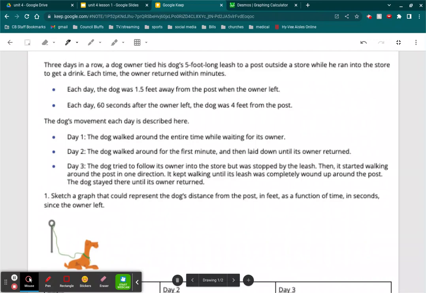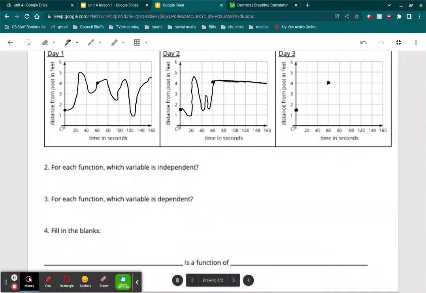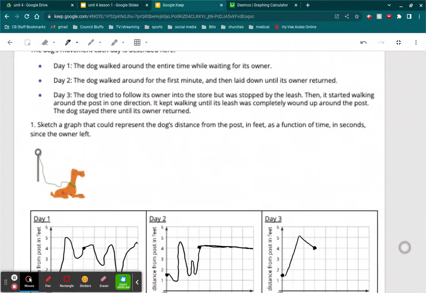So it immediately tries to follow the owner into the store, which means it immediately goes as far as it can go, which is 5 feet. So it goes up to the 5 feet mark, okay? And then it walks backwards, okay? It walks back in one direction until we get to the 60-second mark, which we know it's at 4 feet, okay? So the graph is going to look something like that.